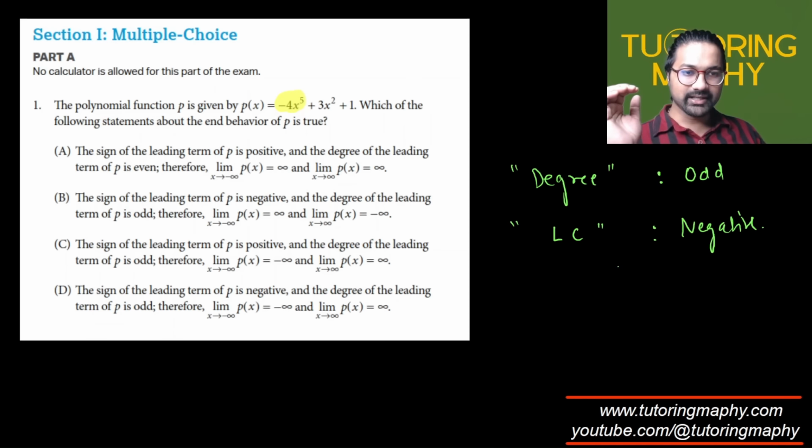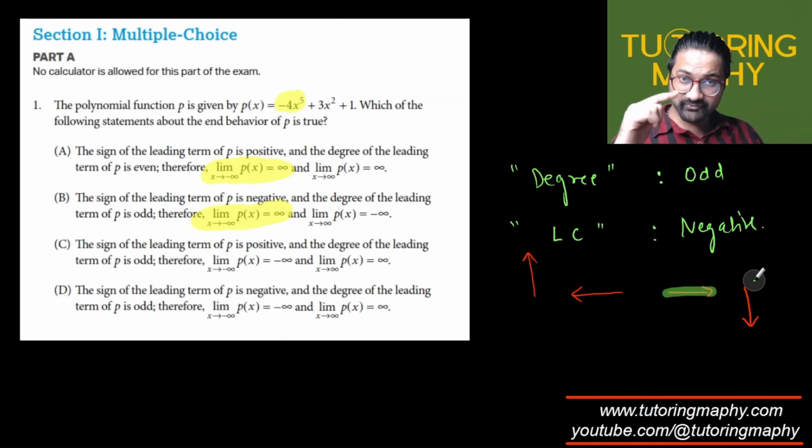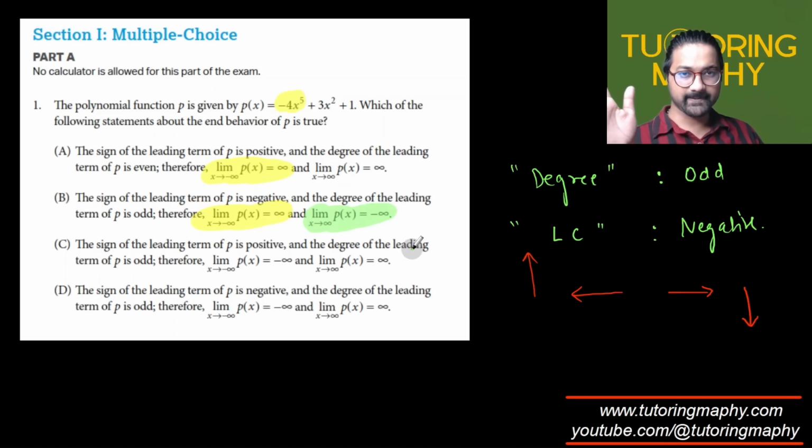So as x goes towards the negative side, the y value increases, and as x goes towards the positive side, exactly the opposite, the y value decreases. So can we say that the limit as x approaches negative infinity is positive infinity, which is in option number 1 and option number 2, and the limit as x approaches positive infinity is negative infinity, which is in option number B.